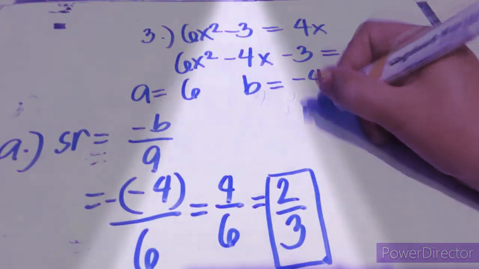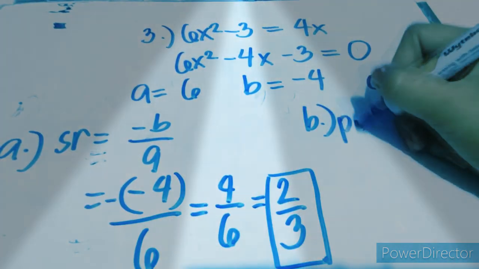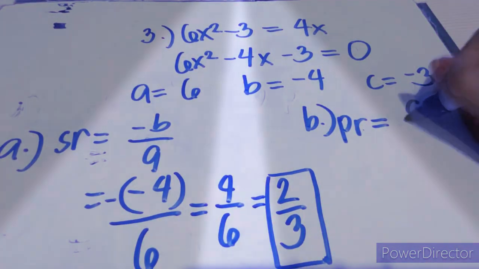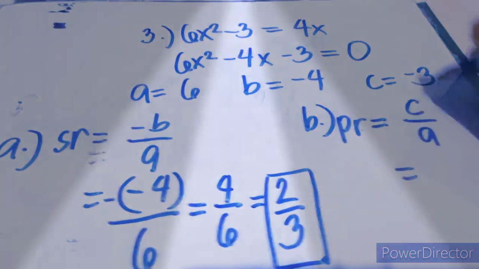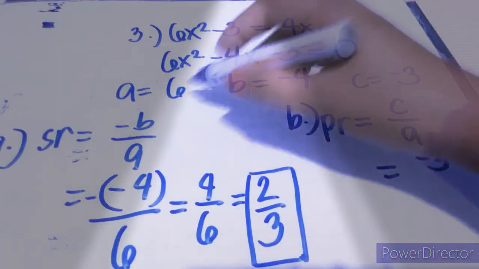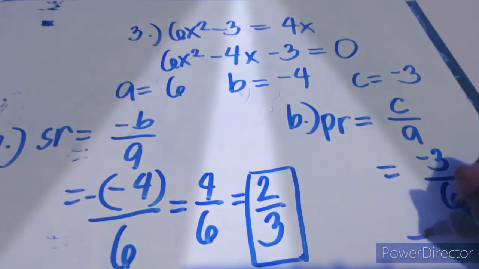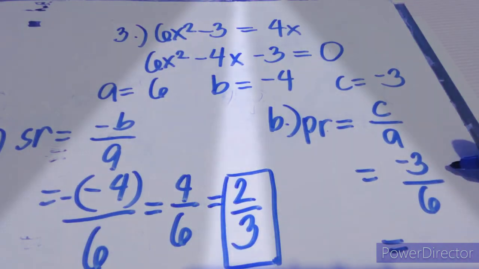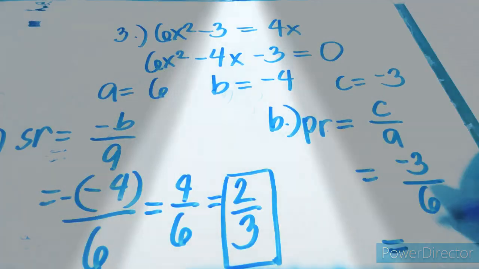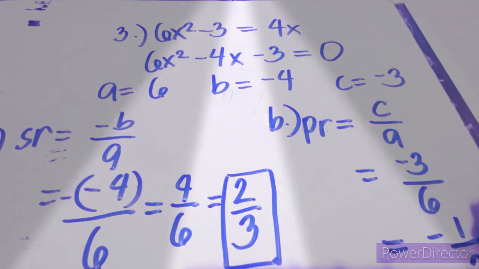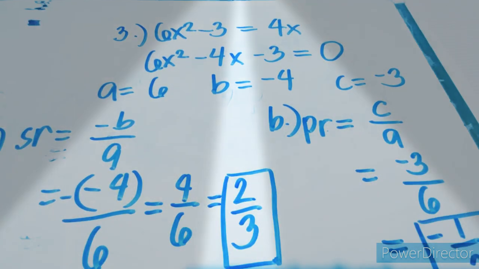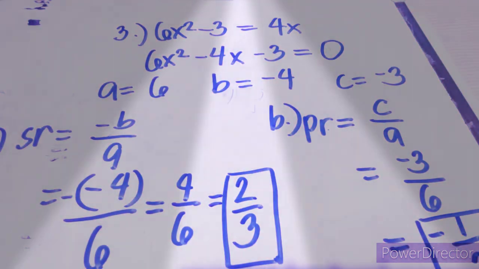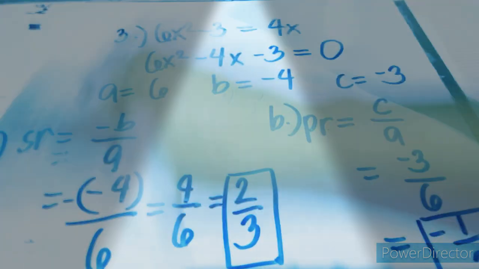Okay, next for the product of the roots, we have c over a. So your c is negative 3 over 6. Can we simplify negative 3 over 6? Yes. So the simplified form is negative 1/2. So that is for the sum and product of the roots.